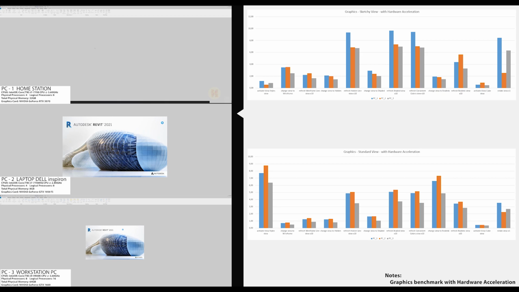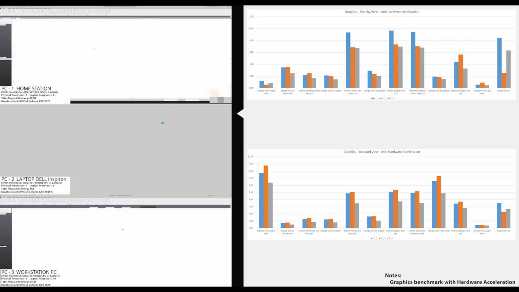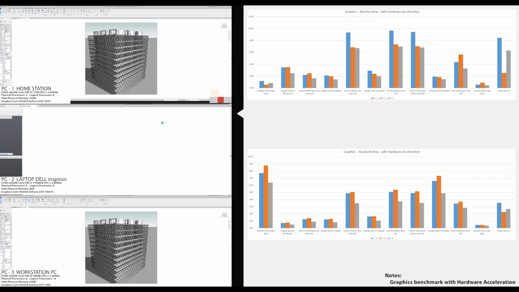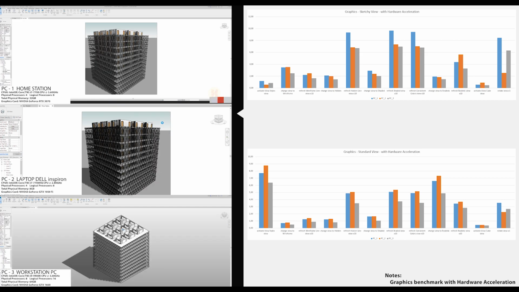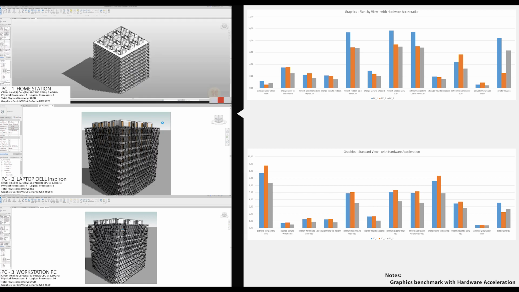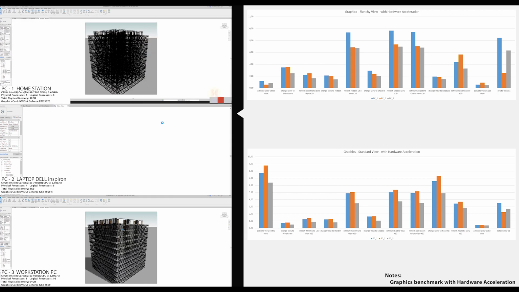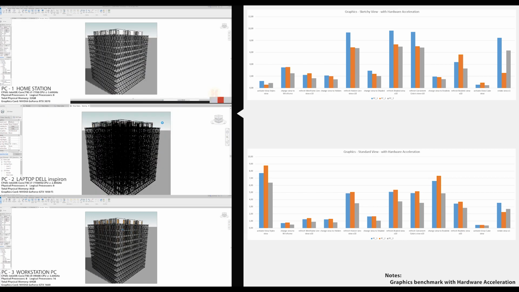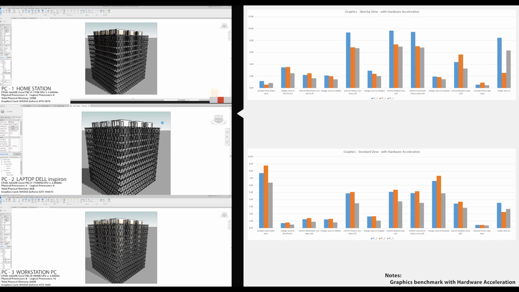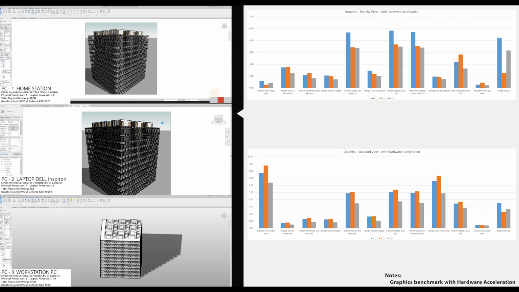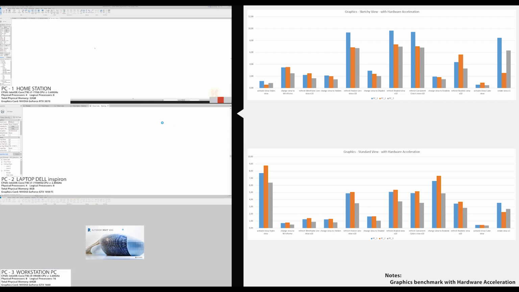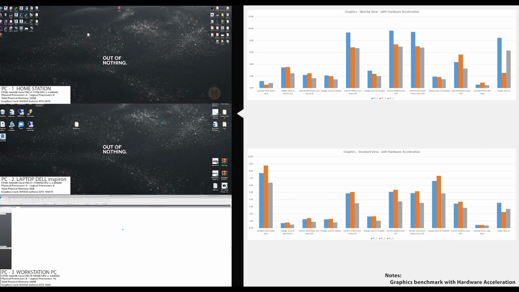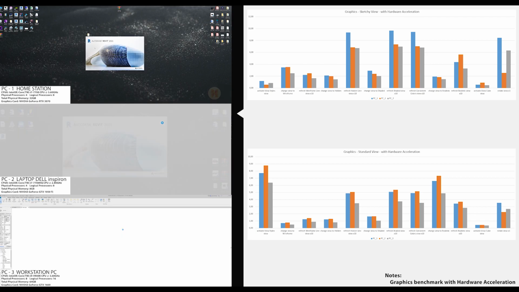And now the much more interesting part for me. Now we're testing our 3D graphics by our GPU, and as you can see, it doesn't matter which GPU I'm using. This is an RTX 3070 or maybe a GTX 1060, doesn't matter. The result is not different, because Revit is not using our GPU at all. You can see it by the result.